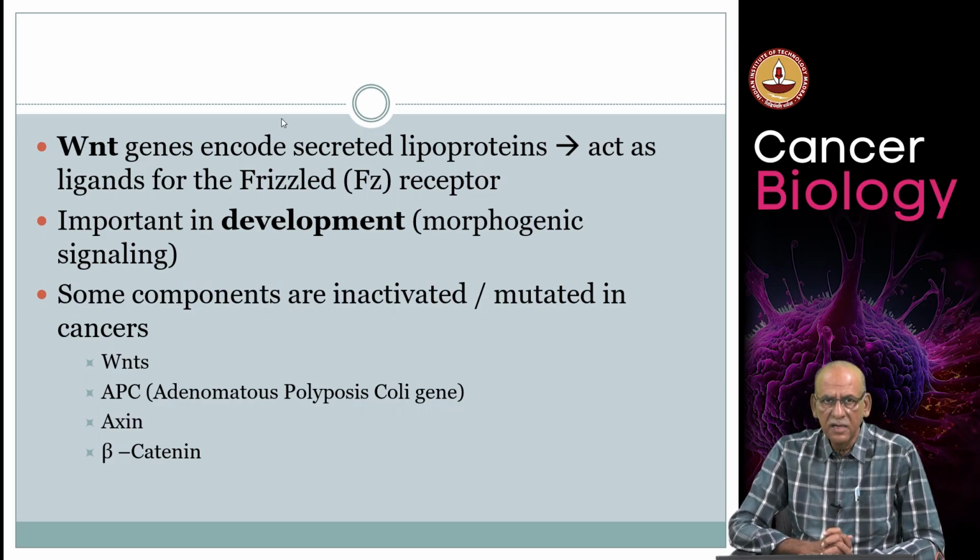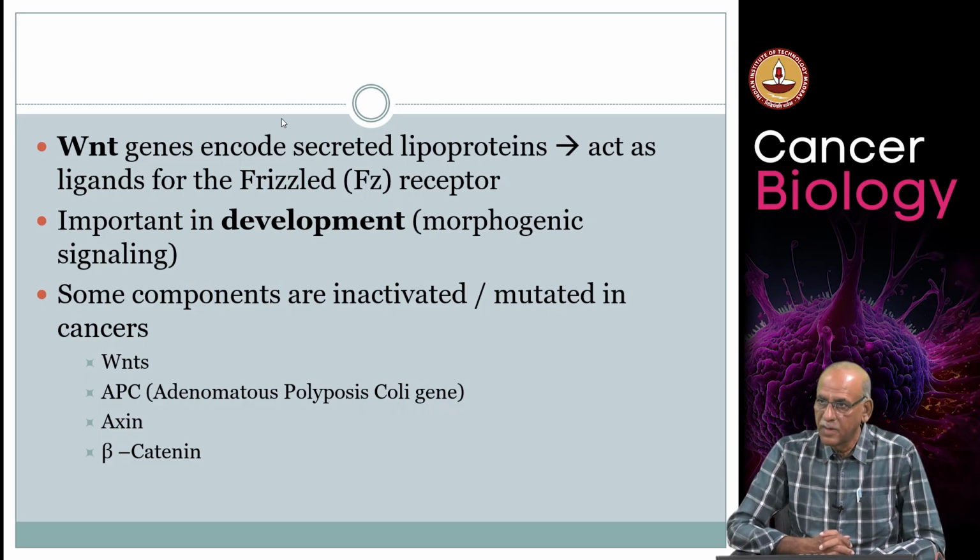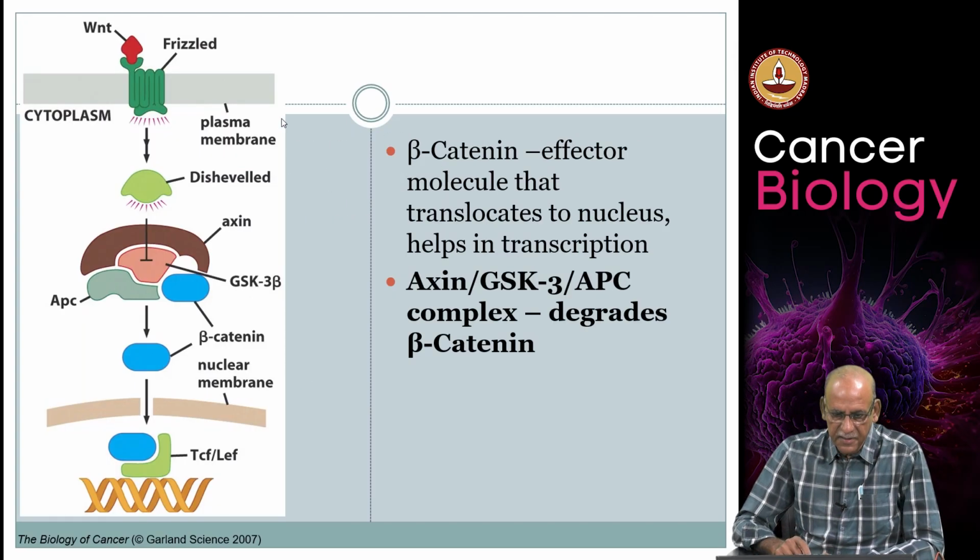What is interesting to us is that some components in this Wnt signaling pathway are either inactivated or mutated. The important components are the Wnt ligands, APC, which is a tumor suppressor gene, the adenomatous polyposis coli gene, then axin and beta catenin. However, the central player is beta catenin. Why? We will see that.